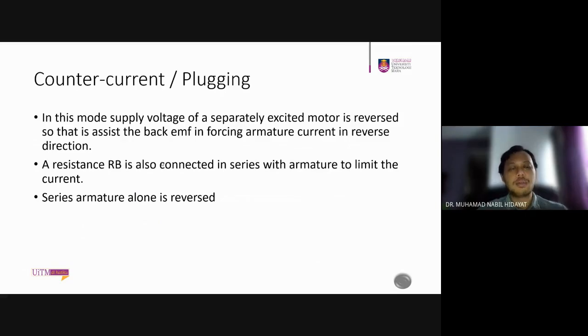So the last one will be on the counter or plugging. In this mode, the supply voltage of a separately excited motor is reversed, so that it assists the back EMF in forcing armature current in the reverse direction. A resistance RB is also connected in series with the armature to limit the current, for safety purposes, and the series armature alone is reversed.